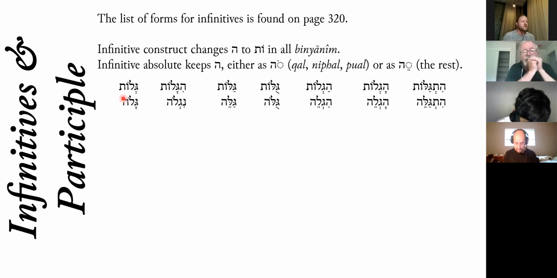The infinitive absolute doesn't change the ot. It's either o or e. It's really just not common enough to worry about, honestly.